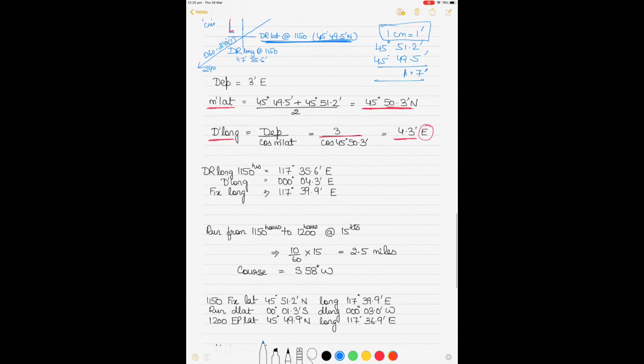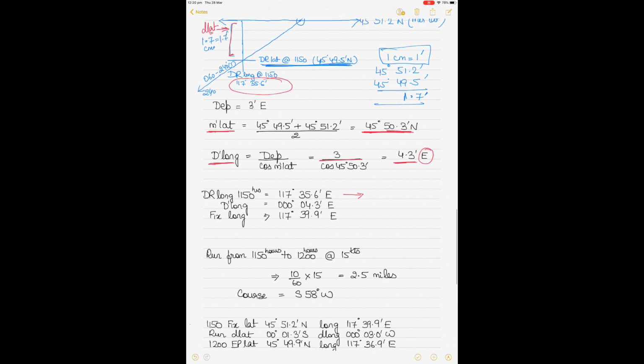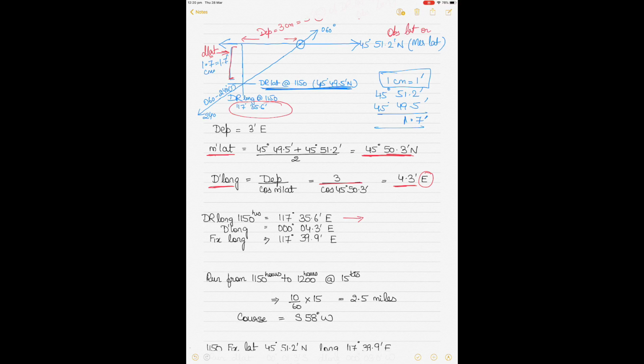Alright, so I'll keep going now. Your DR longitude at 11:50 was 117 35.6, which is here, and your observed position lies to the east of the DR lat and long. So naturally you are going further east, so you will add it. When you add it, you get your fixed longitude or observed longitude at 11:50. You know your observed latitude, which is the meridian passage latitude, 45 degrees 51.2 minutes north. So these two together give you the position at 11:50.